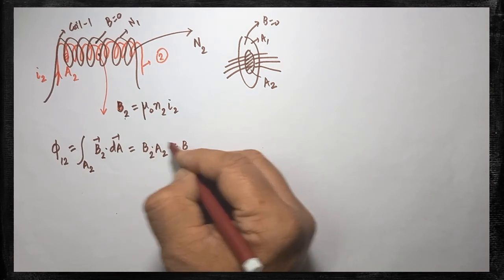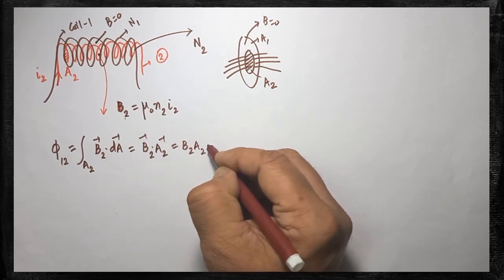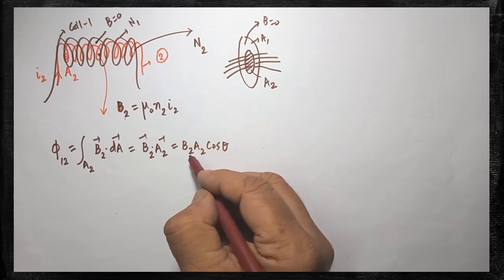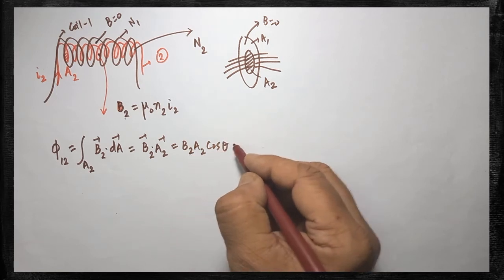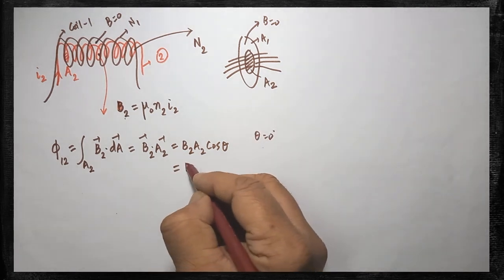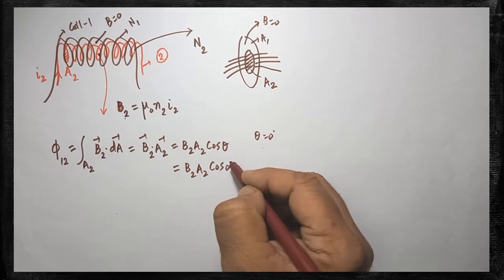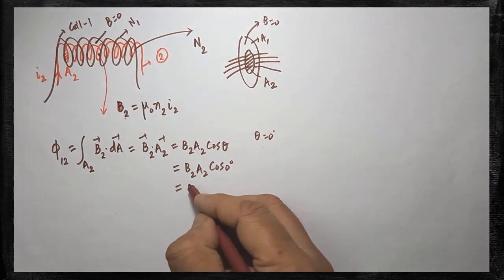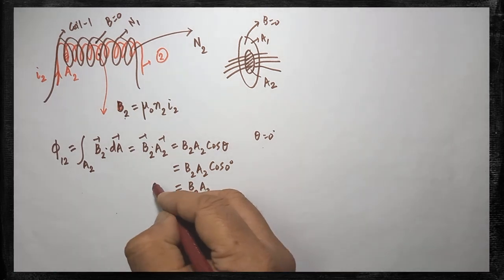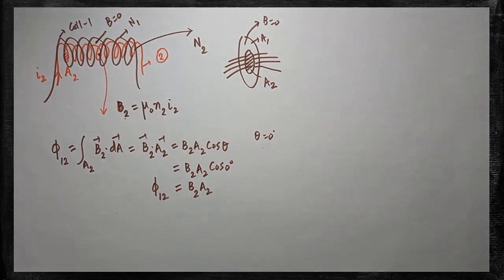Now this can be written as B2 A2 cos theta. Here the angle between B2 vector and A2 vector is 0. Theta value is 0, as I already explained. So B2 A2 cos 0 degree must be substituted. Finally we get B2 A2. So this is the expression for phi 12. Are you clear?